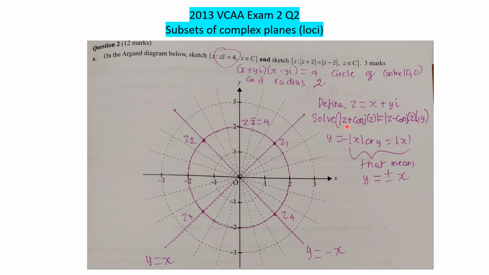And z plus z bar, so you can do conj in this case for conjugate. And then just solve for y. So now you've got y equal to negative absolute x or y equal to absolute x. So essentially, it just means y is equal to plus minus x. So these two lines, both of them.